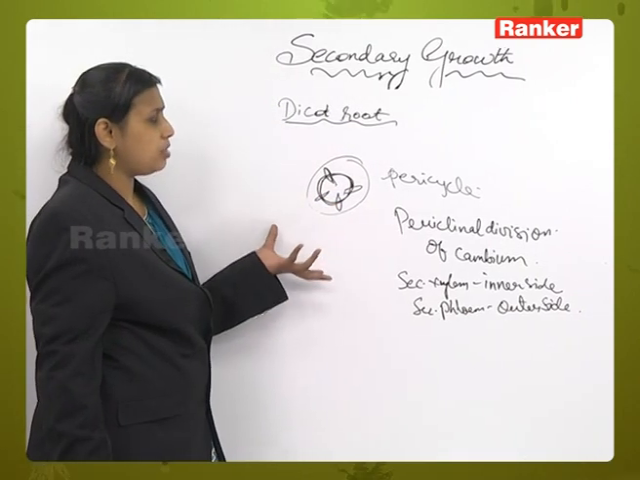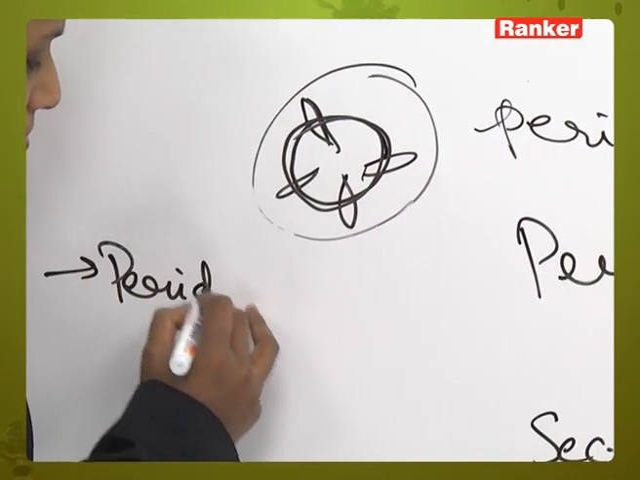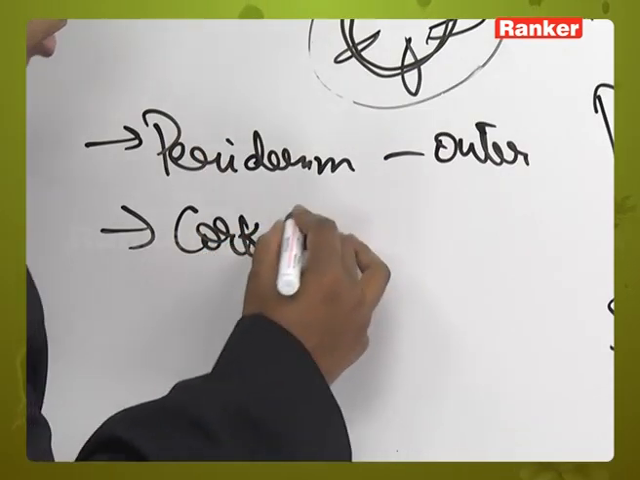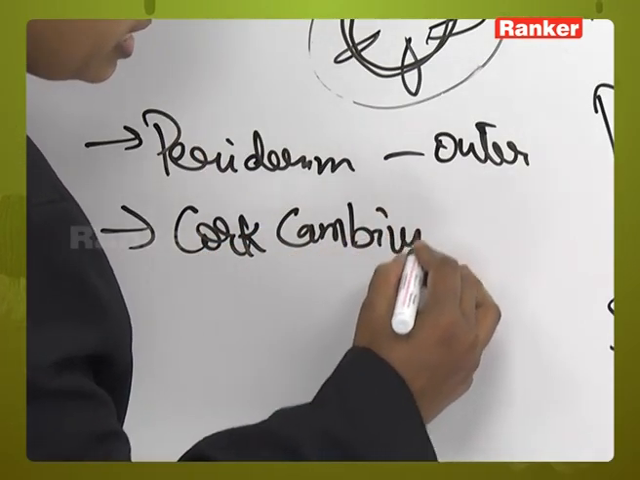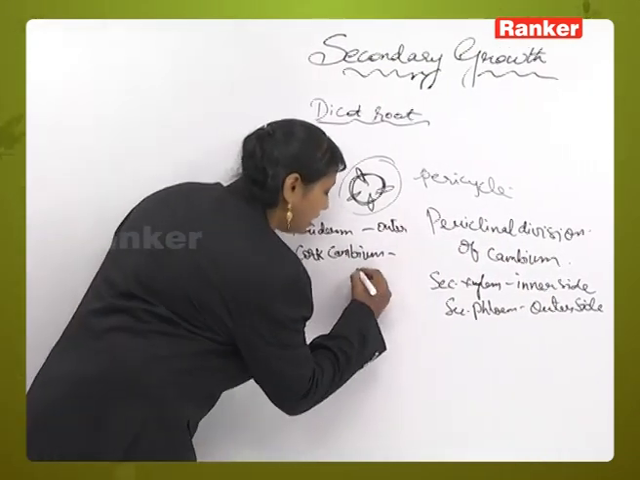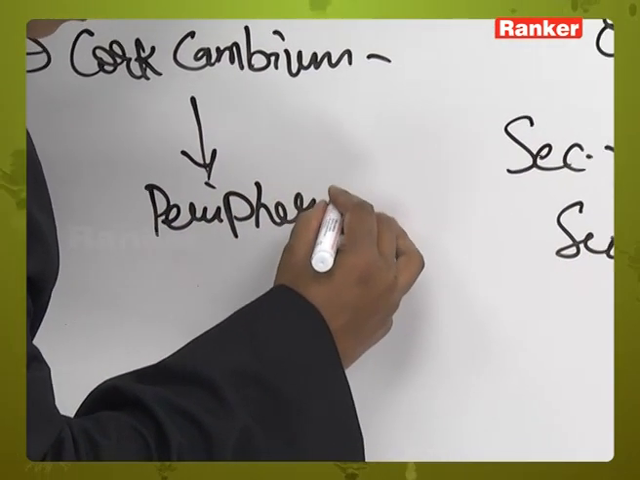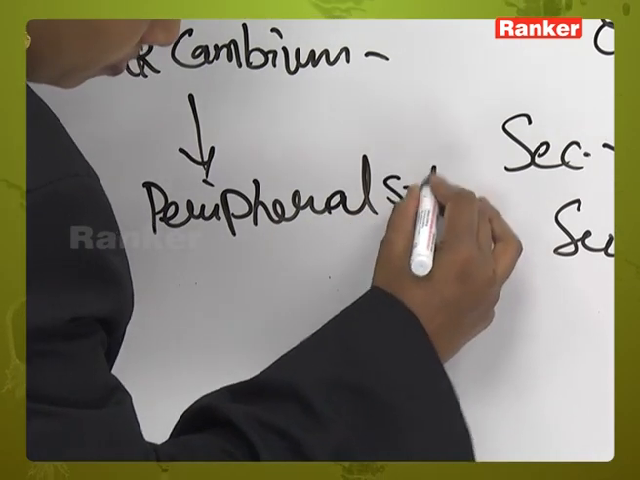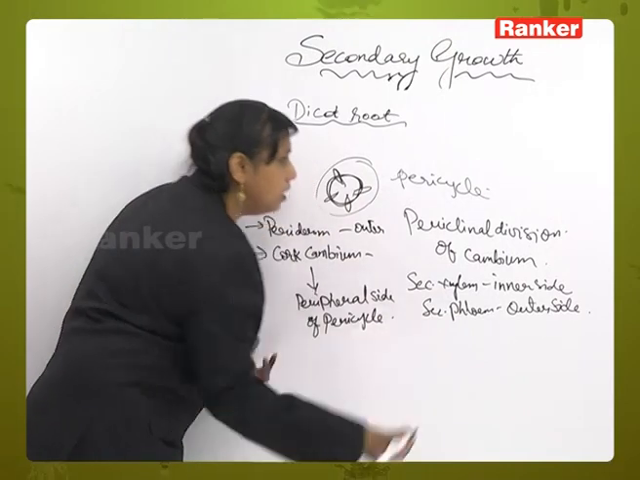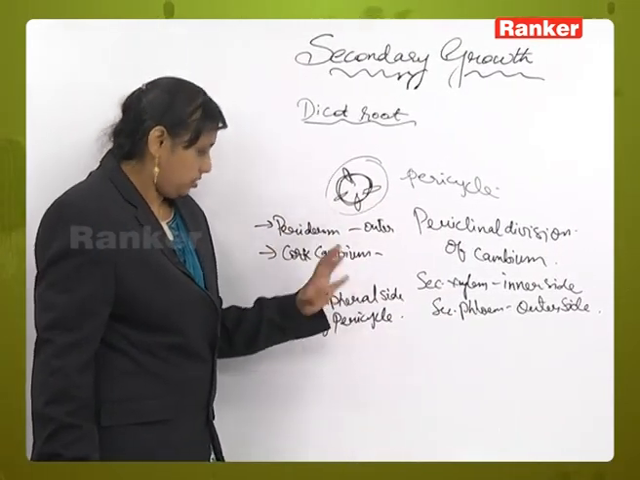So what are the elements which are present? Here also you will see the presence of periderm towards the outer side, and you will also see the presence of cork cambium, which is present towards the peripheral side of the pericycle.